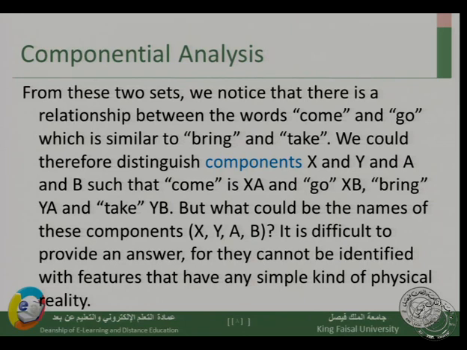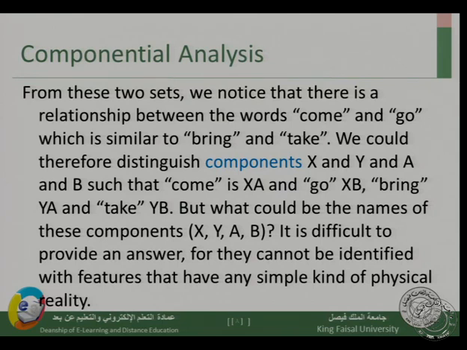So come and go both belong to the same row, X, and they have different relationships, which we call A and B. On the other hand, bring is YA and take is YB. So bring and take are both Y, and in the case of bring and in the case of come, we have the component A. So come and bring are similar in the component A. We still don't know the name of this component yet. And go and take are similar. There is a relationship that we can explain with a component called B.